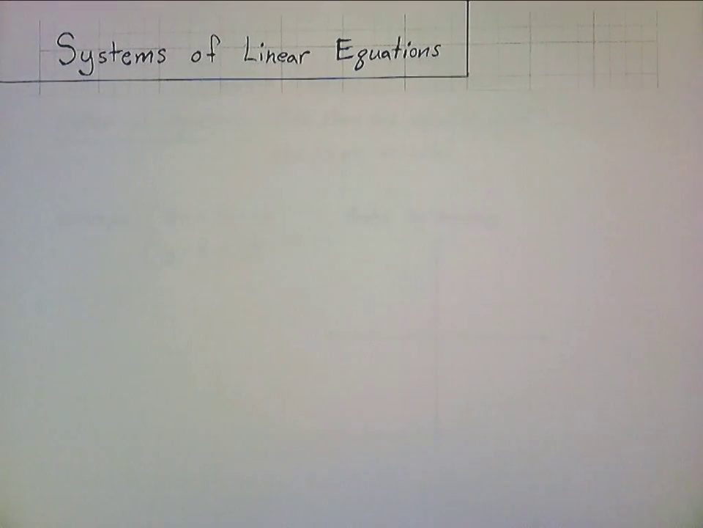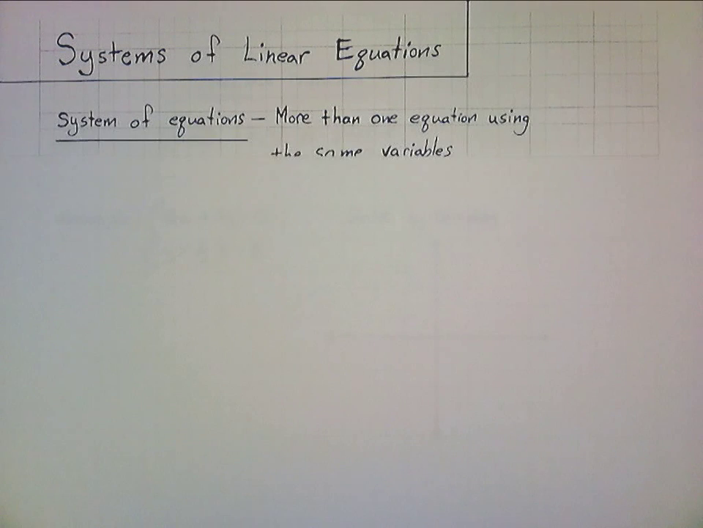Today we're going to be talking about systems of linear equations. Now first off, just as a definition, a system of equations is nothing more than more than one equation using the same variables. And in Algebra 1 we're only going to be talking about two equations at the same time and only linear equations. So let's look at an example.